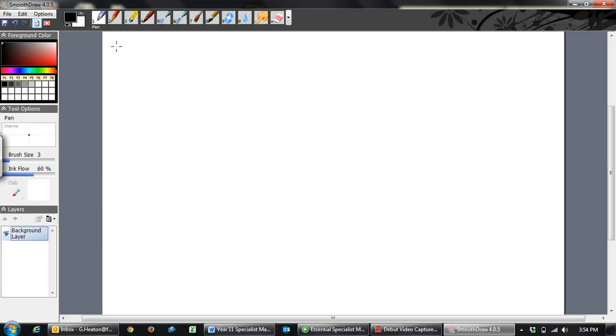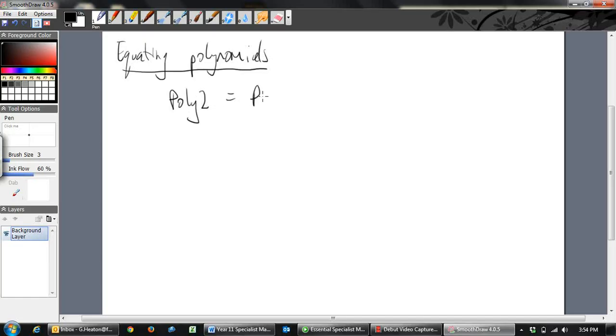Okay, now the next thing that we have to talk about is equating polynomials. What that means is, if we have two polynomials which are equal to each other, so I'll just say polynomial 2 is equal to polynomial 1, then this means that all of the powers' coefficients must be equal to each other.